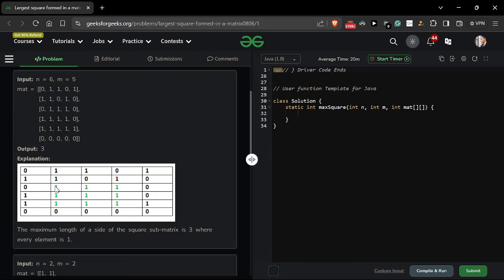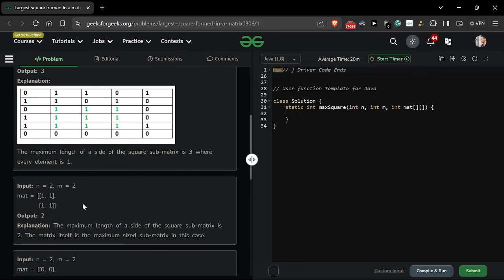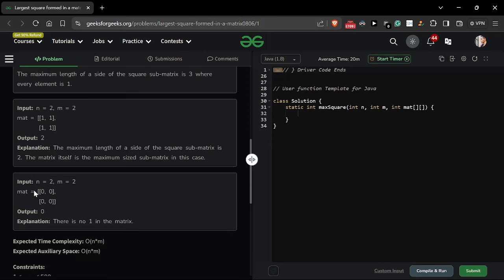So the answer is 3 in this case because 3 is the largest square submatrix where every element is 1. And on the second test case, the answer is 2 because the square length is 2. And in this test case, the answer is 0.